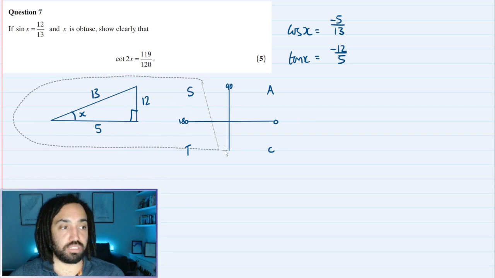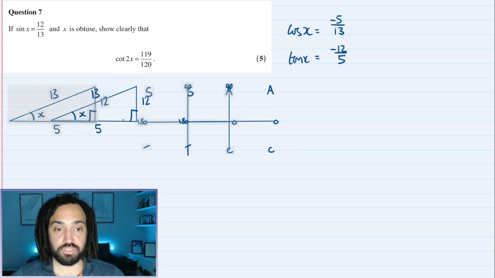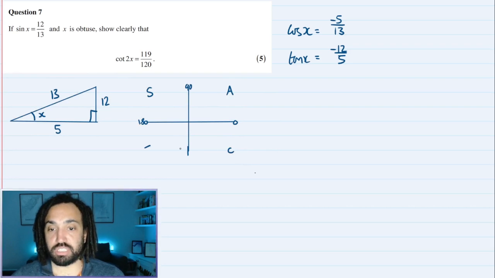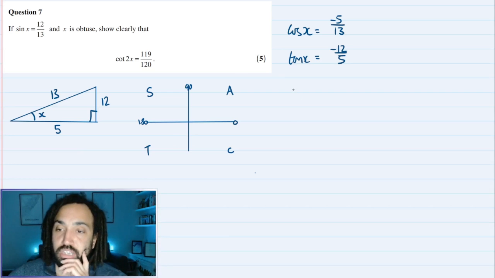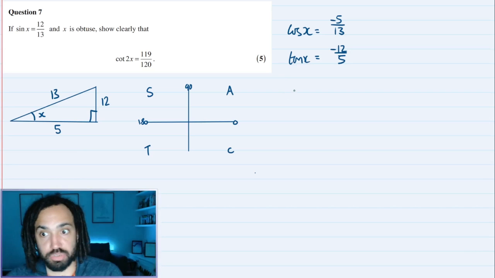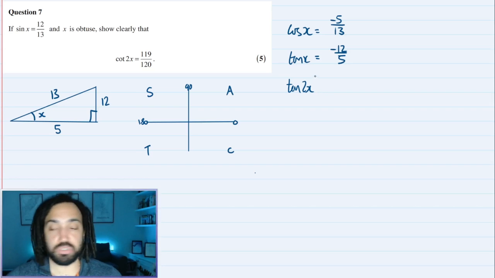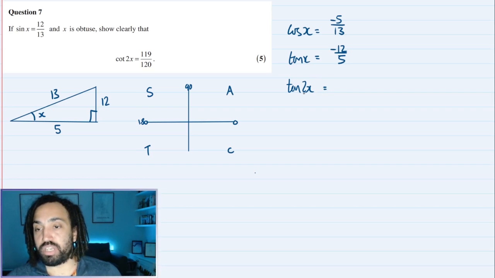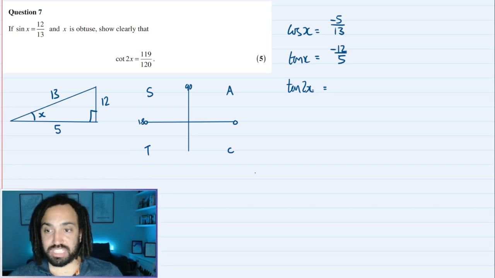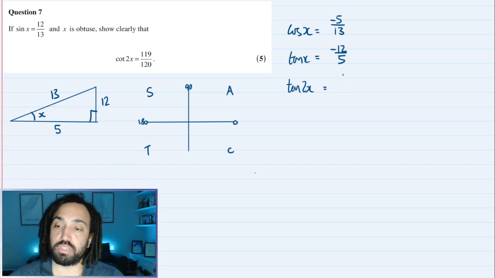Right, now what do we need to do? Now we need to start thinking about the fact that they're asking us for cot, and in fact, they're asking us for cot 2x, sorry. Okay, so what is cot? Well, cot is the reciprocal of tan. So it'd be great if we could find tan 2x. That would really help us on our way. Well, we know the double angle formula for tan. It's in your formula booklet. Well, at least you can derive it from your formula booklet.